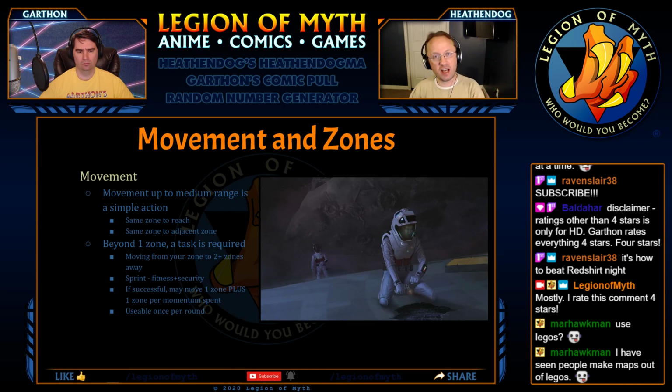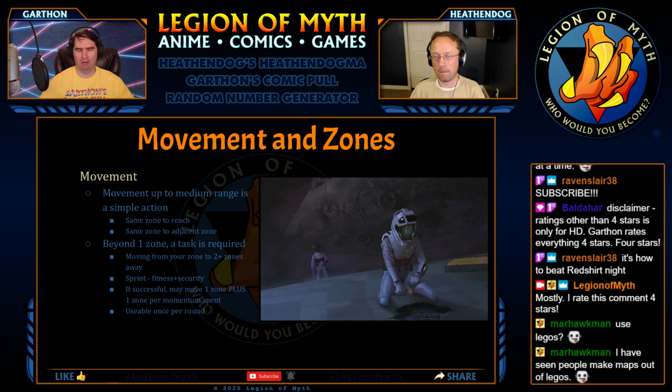But if you are successful in your sprint, you can move one zone plus one zone for every point of momentum you spend. So you could go from reach to extreme range if you spend 3 momentum. Does it make sense to you? No, because that's more like teleporting. That's a problem. Movement and calculating movement in this game is a little bit wrong. It's a little bit bad.